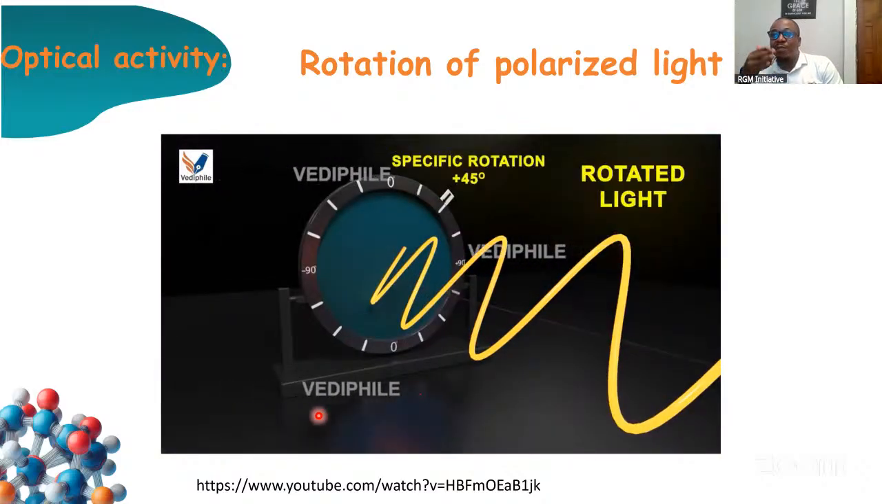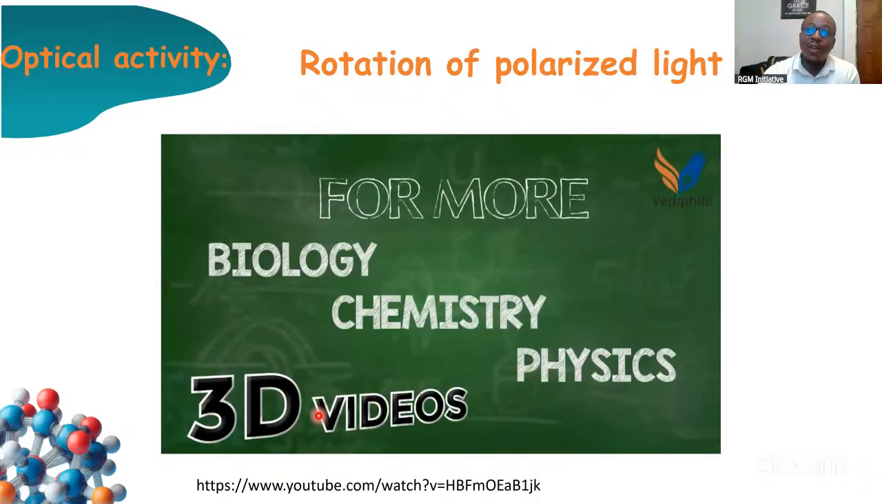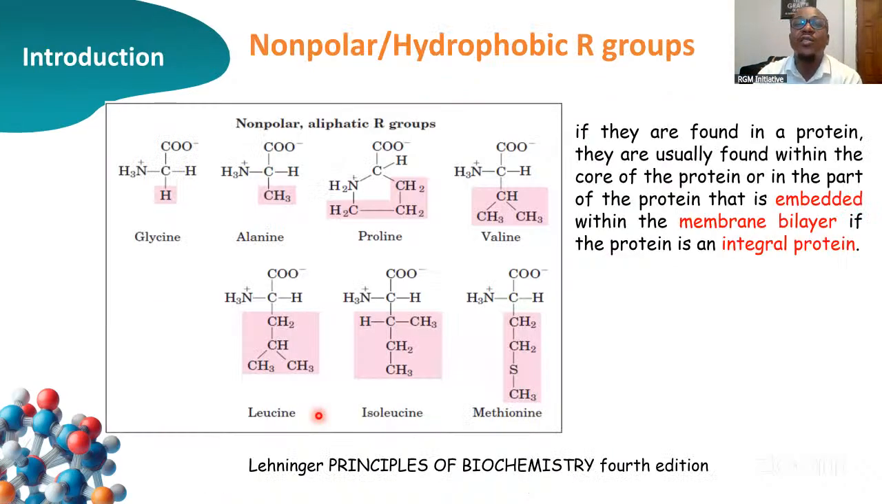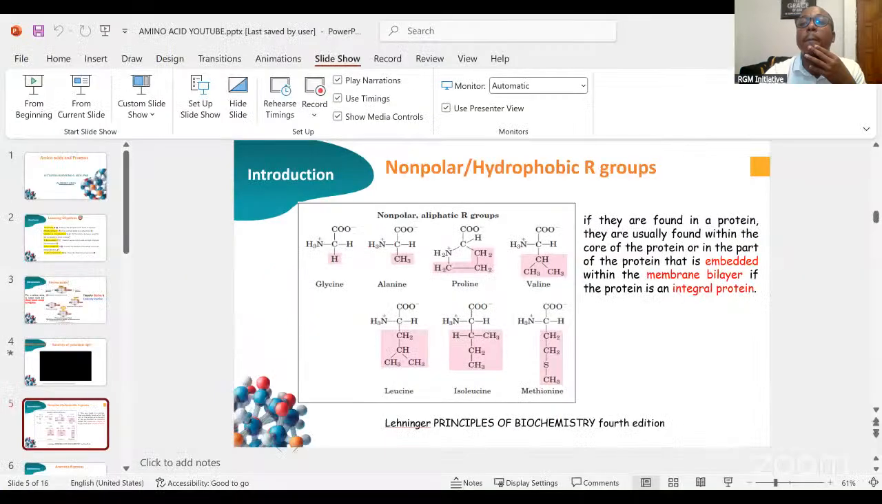So if the molecule is inside this sample container, you can see the light changing direction. You can see it is plus 45 degrees.